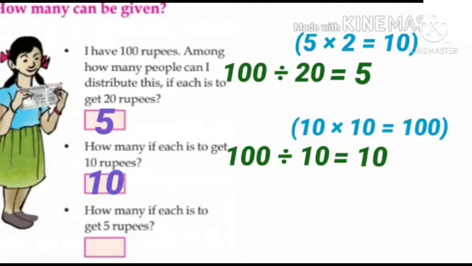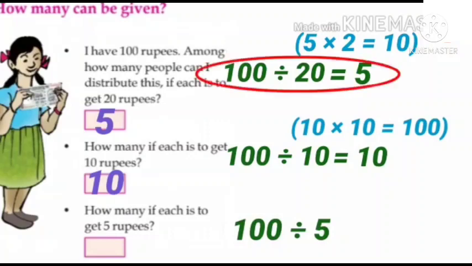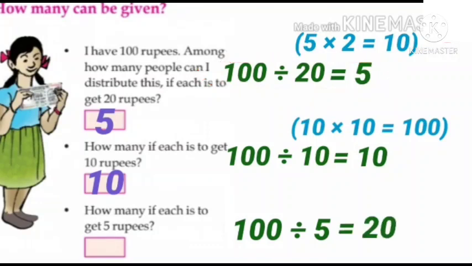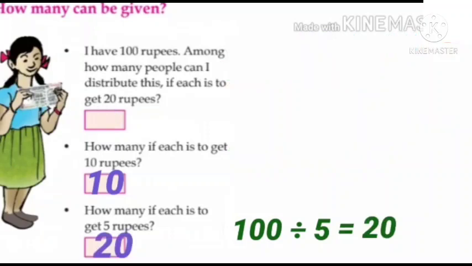Okay, listen to the next question. How many people can be given if each is to get 5 rupees? Here we need to divide 100 rupees with 5 rupees each. That is 100 divided by 5. We already found out 100 divided by 20 is equal to 5. You know 100 divided by 5 equals, yes, 20. So 100 rupees can be distributed to 20 people, each getting 5 rupees.